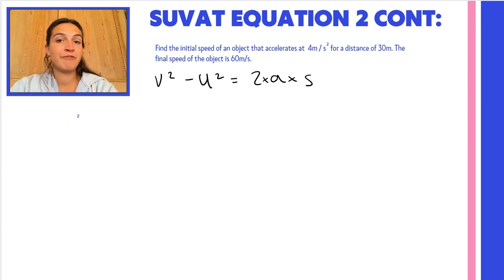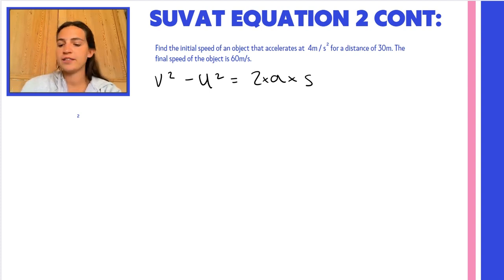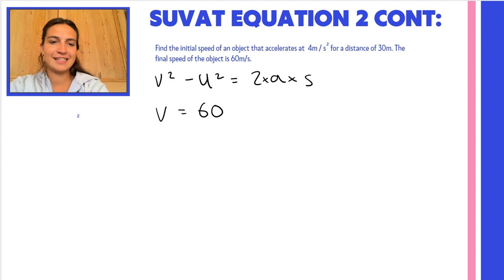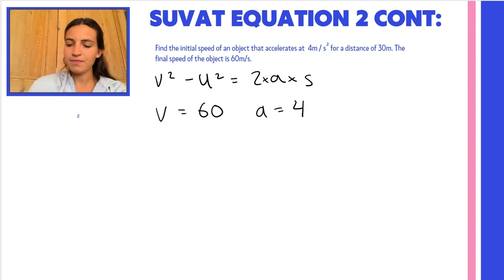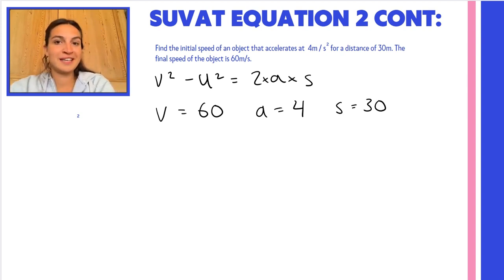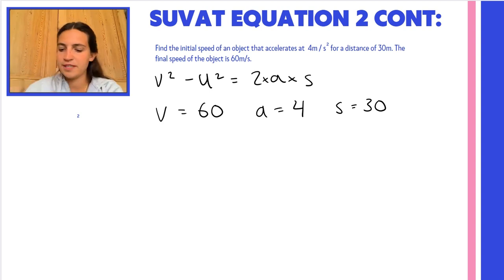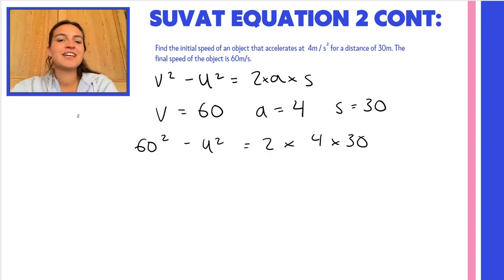And what piece of information can I identify? Well, first I've got v is 60, my final speed of my object. I've got a, and that is equal to 4. And they have also given me s, which is equal to 30 meters. So let me put those into the right spots in my equation. 60 squared minus u squared is 2 times 4 times 30. Okay, and then I'm going to simplify that right-hand side by multiplying all those numbers together. And I'm going to simplify my left-hand side by squaring that 60.